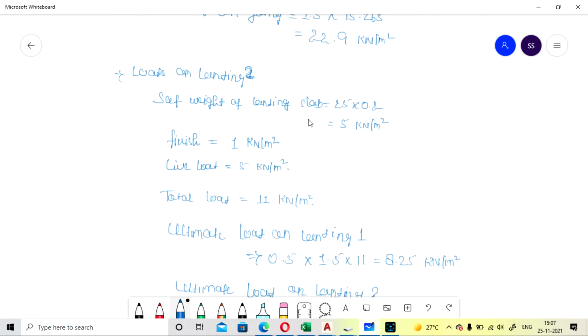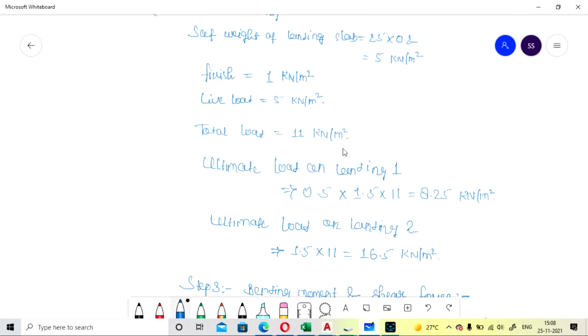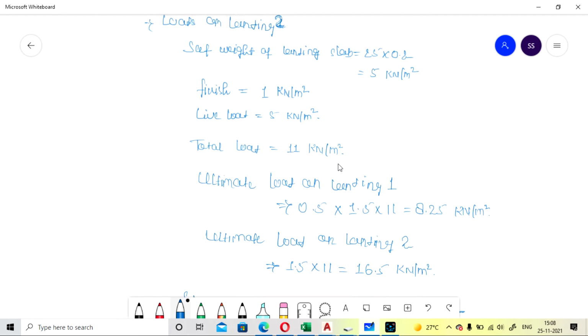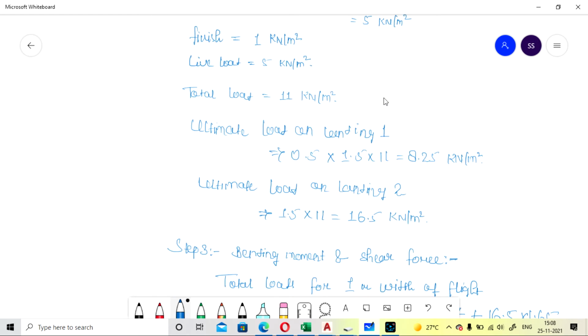So self weight of landing slab is 25 into 0.25, the unit weight of concrete. It comes as 5 kN per meter square. Finish and live load we have already taken as 1 and 5. So total load for landing 2 will be 11 kN per meter square.